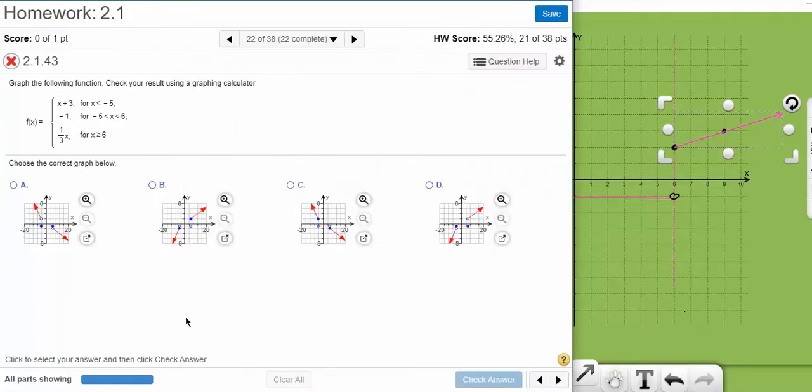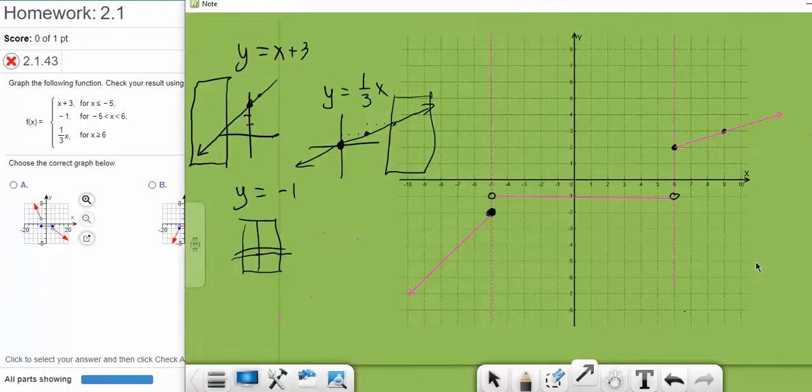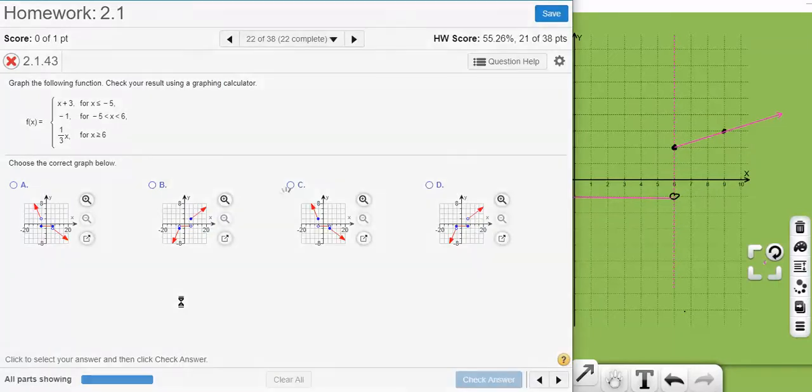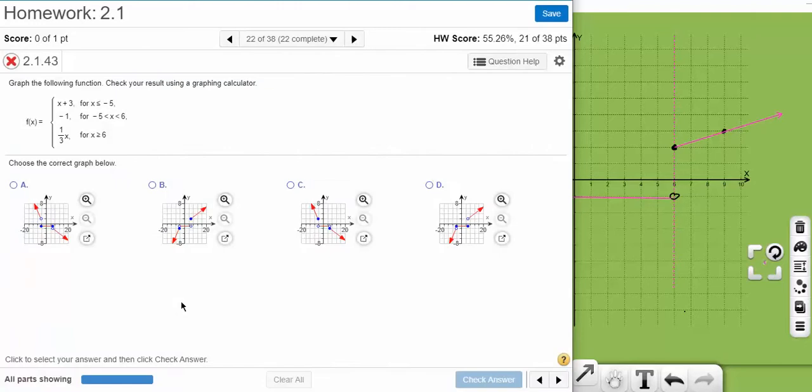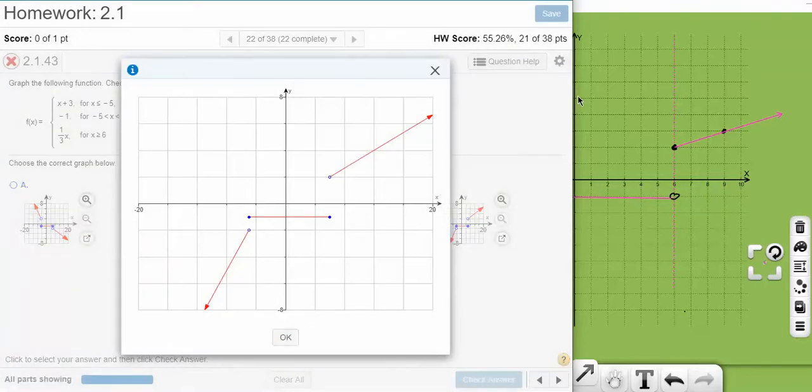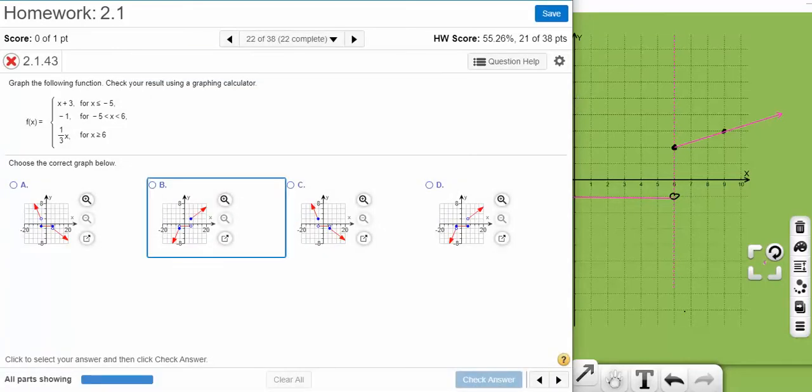Not A, maybe B. Looks like B, right? Yeah. Let's just zoom in on that. Or is it C? It's hard to tell. No, it's B. But we'll find out.